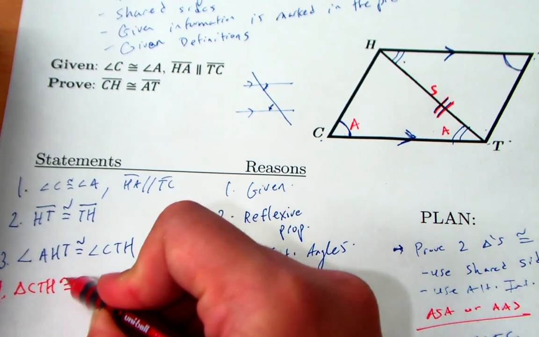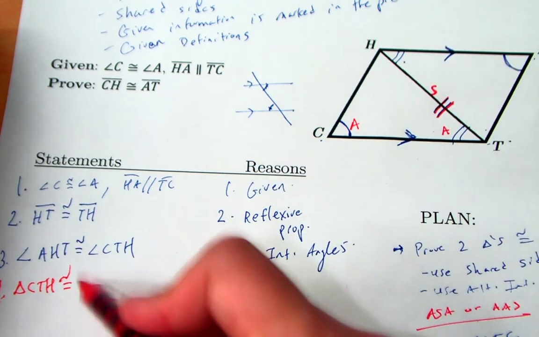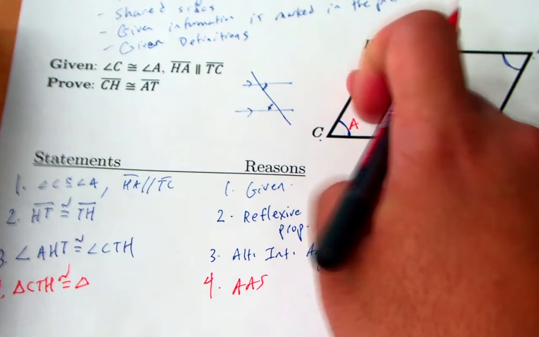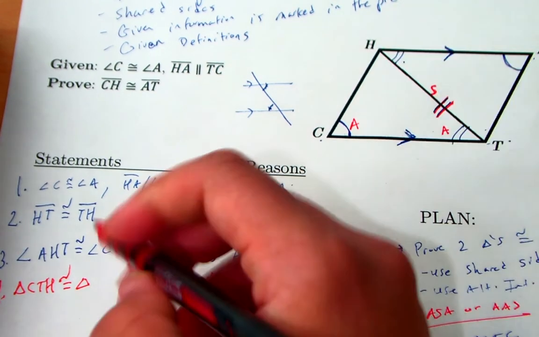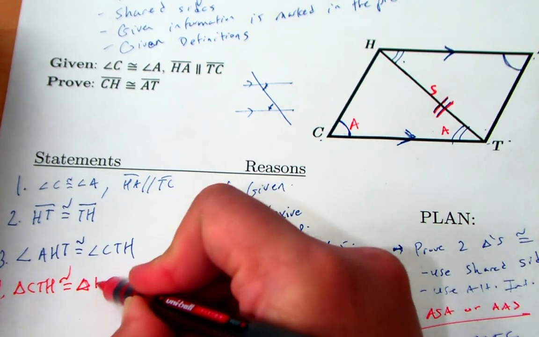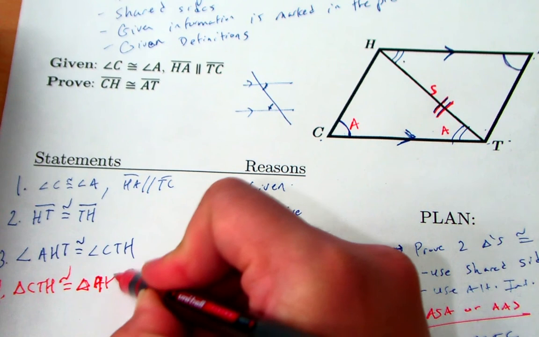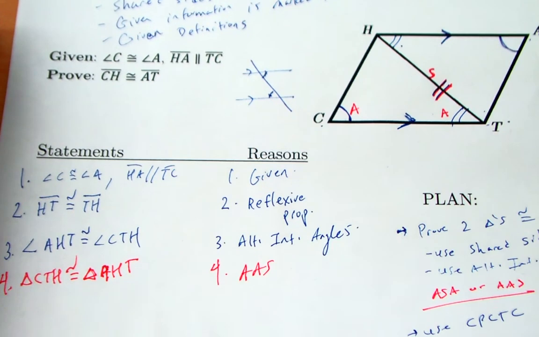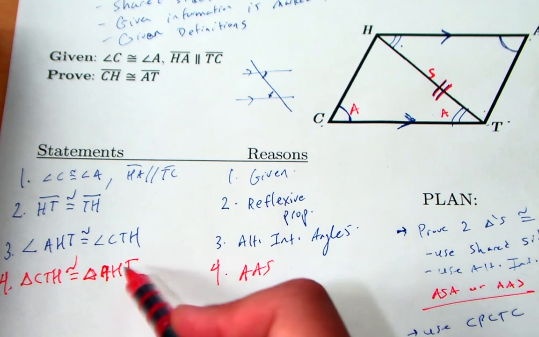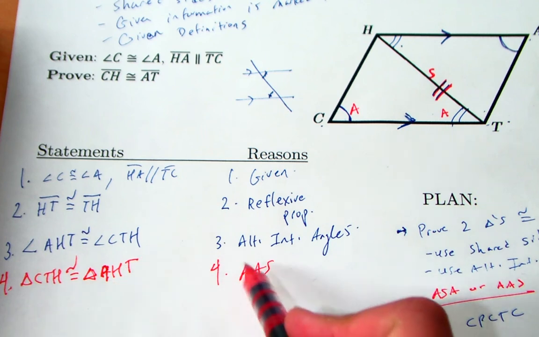So now we can state definitively that by angle, angle, side congruence, the entire shape, CTH, the entire shape as a whole, is identical to, or congruent to, AHT. The entire shapes are the same, right? So the shapes are the same because of AAS. That's still not our goal yet.